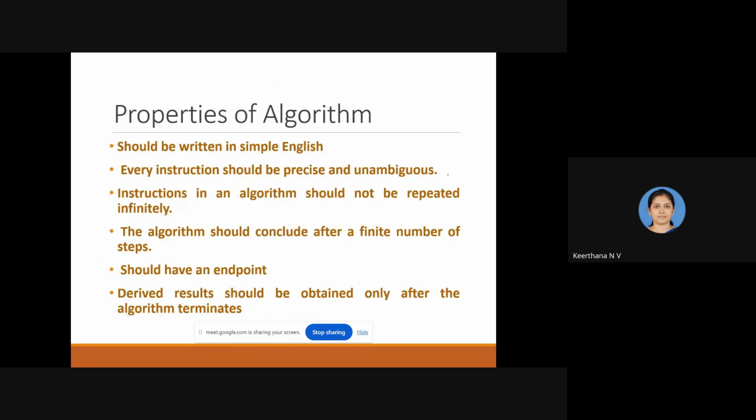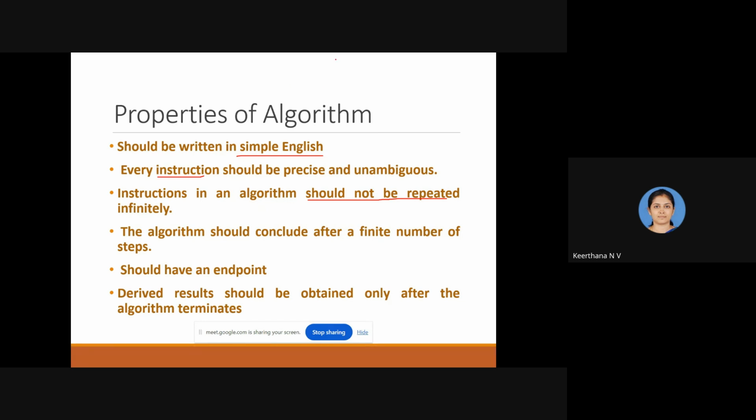So next one is, what are the properties of an algorithm? Your algorithm should be in simple English. It means that it should not include any complex technical words. So you have to use simple English words in writing an algorithm. Every step, that is every instruction you are giving inside the algorithm, should be precise and unambiguous. Unambiguous means it should not be in a confusing manner. It should be very clear. Instructions in the algorithm should not be repeated. So you have to write the steps in an unrepeated manner.